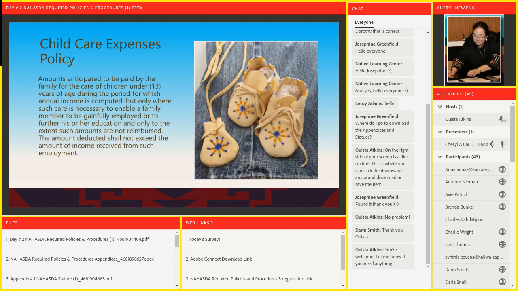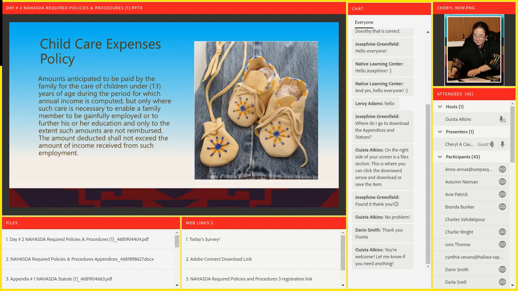Your child care expense policy should also address the age. Some people I've seen advance that age past 13 if it's to take care of a disabled child within the home. It's up to you how you craft that policy. Amounts anticipated to be paid by the family for the care of children under the age of 13 years of age during the period for which annual income is computed, but only where such care is necessary to enable a family member to be gainfully employed or to further his or her education, and only to the extent such amounts are not reimbursed.